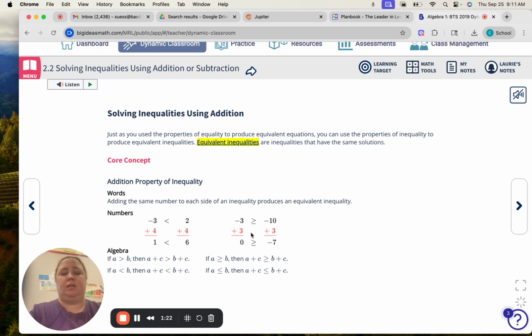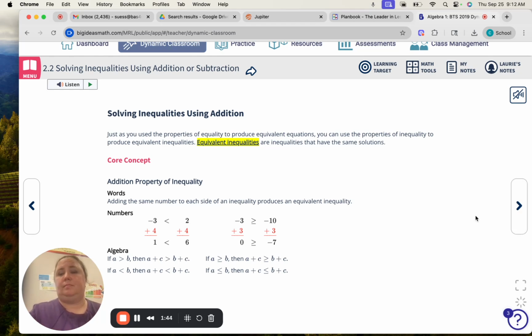If you look on the right one, negative 3 is greater than or equal to negative 10. Is that correct? Yes. If I add 3 to it, plus 3, I get 0 is greater than or equal to negative 7. Is that still true? Yes. So those are two examples. If this is a little confusing at all, I would write this in your journal. If it's off the top of your head, you don't have to.